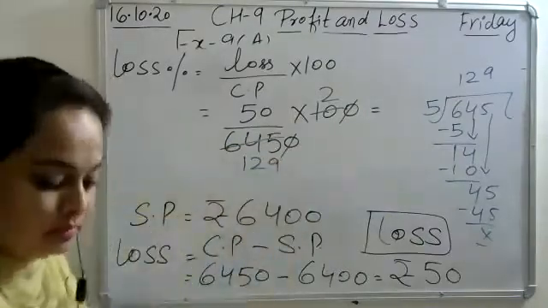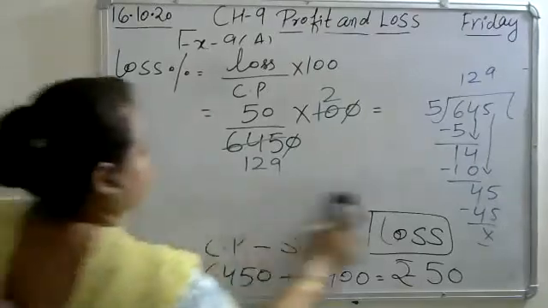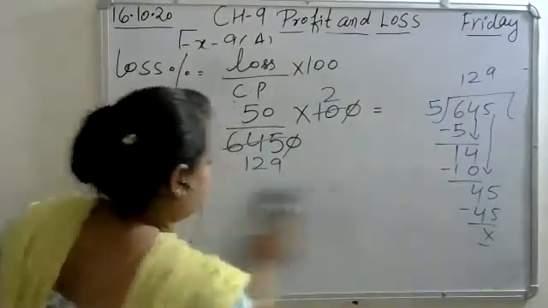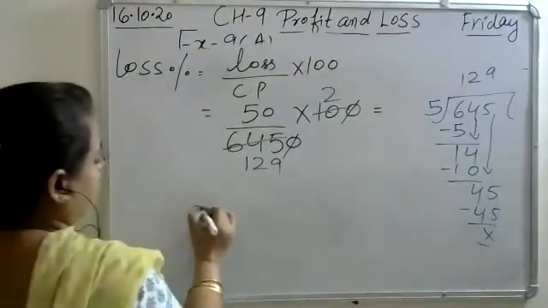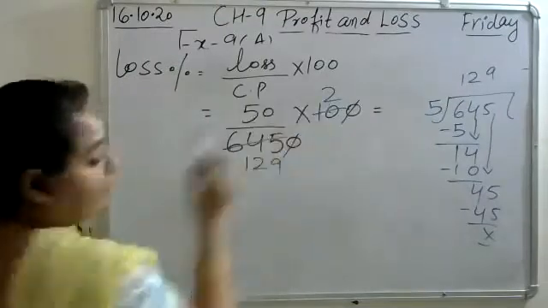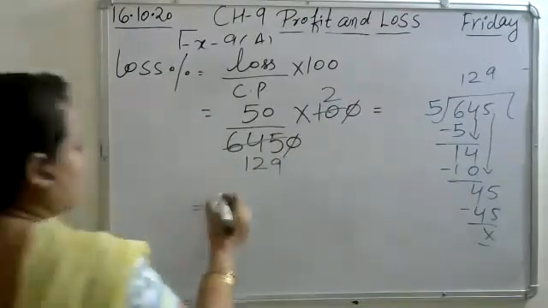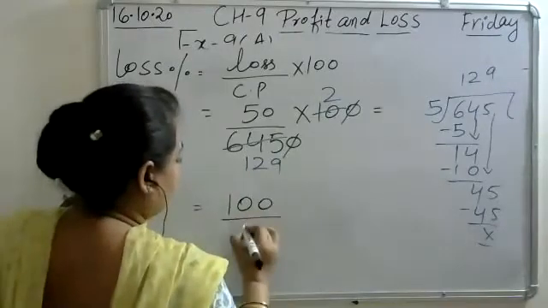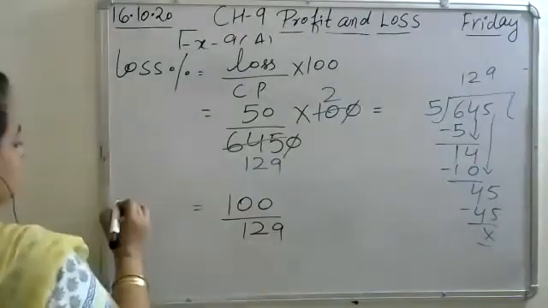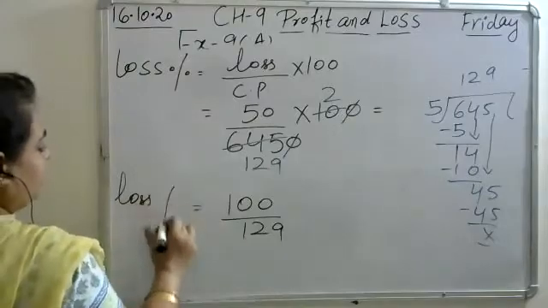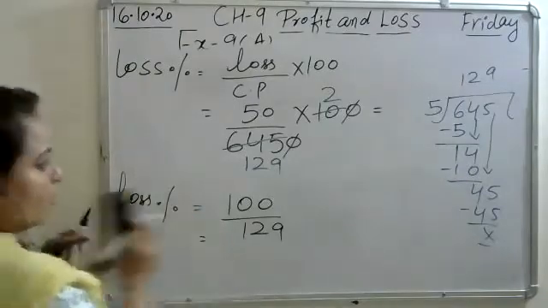So after cancellation, you will write here 129. Next, 50 multiplied by 2 will give you 100 upon 129. This is the loss percentage. Now we will divide.